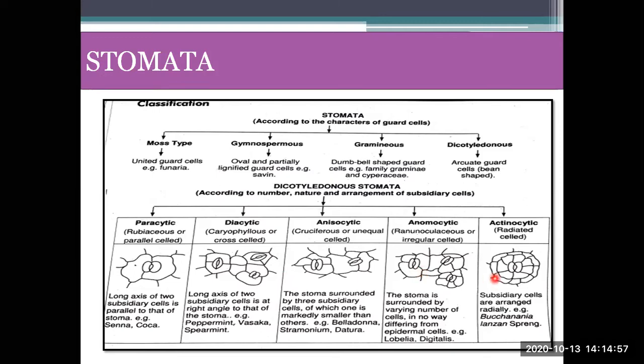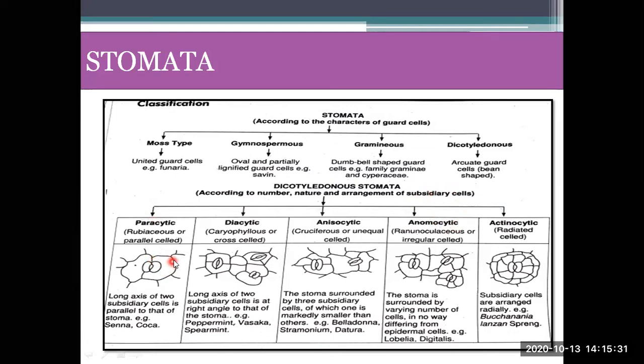And the last one is the actinocytic stomata, or radiate cell. Radiation means they are arranged in a radial fashion, or in a circular fashion. These are the subsidiary cells arranged in a circular fashion. So this is called the actinocytic stomata. So these are the 5 different types of stomata based upon the arrangement or type of the subsidiary cells. The first classification was based upon the guard cell, and the second classification is based upon the subsidiary cells.